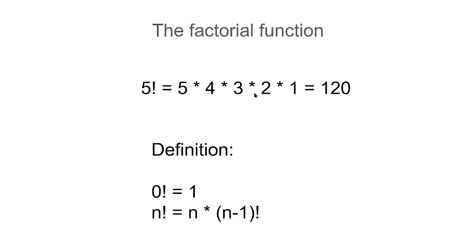So this is an example of what you might want to compute in a program: 5 factorial. And the definition is just like this. By definition, factorial of 0 is just 1. And for any other number n, it is the number itself times factorial of n minus 1. So that's the mathematical definition. From this definition already, you can kind of guess how that would translate to a program.